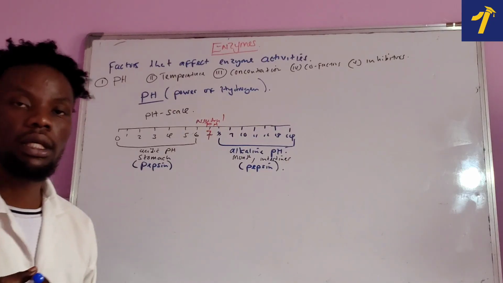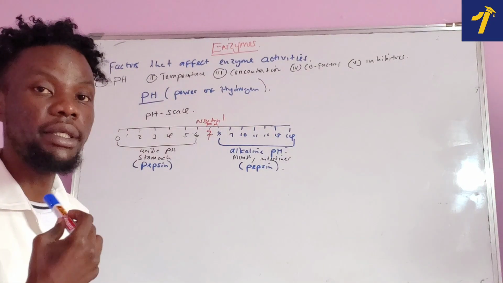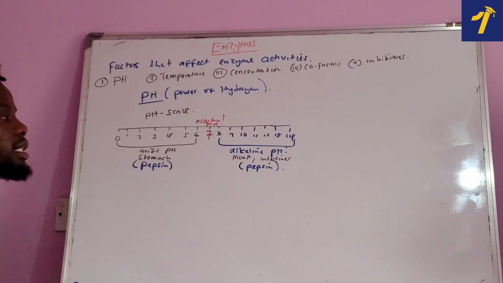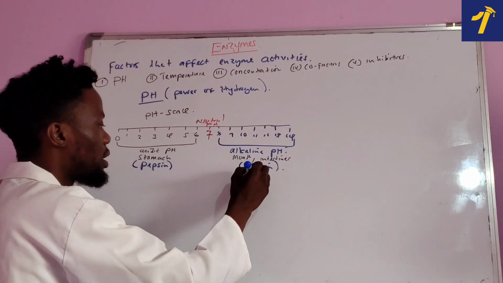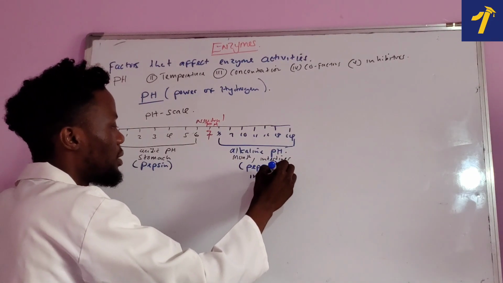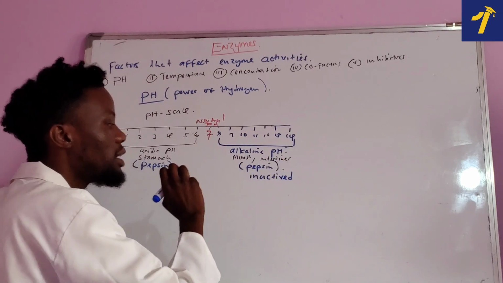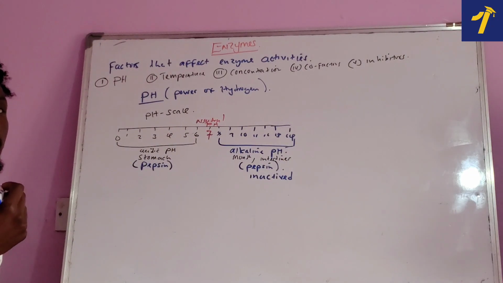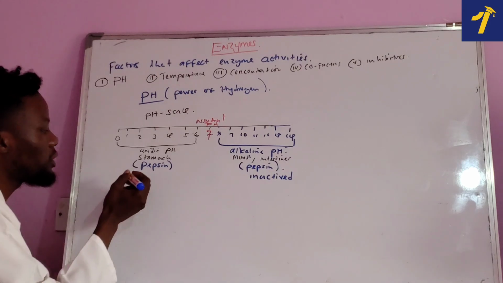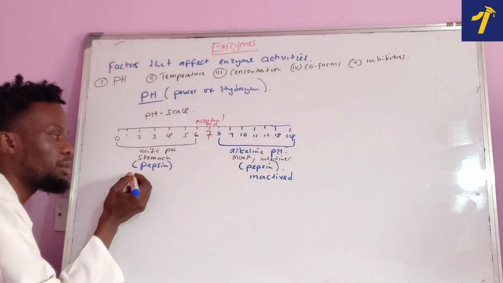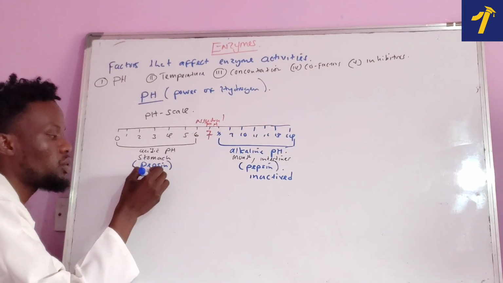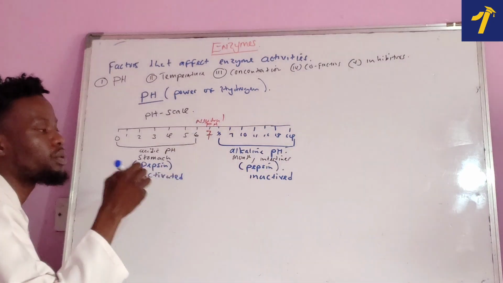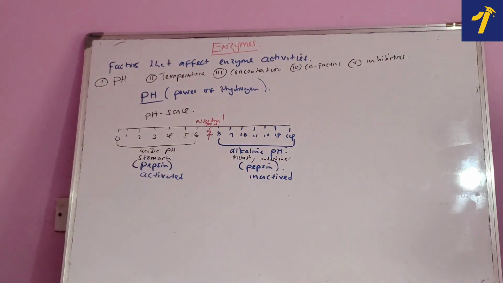The way it is working is going to be decreased. Technically, we're going to say inactivated. If it is transferred to a region where it is not comfortable, it's going to be inactivated. But in the region where it is comfortable, like in the stomach, it's going to be active, which means it's going to be activated. So that's the main thing that you need to understand.